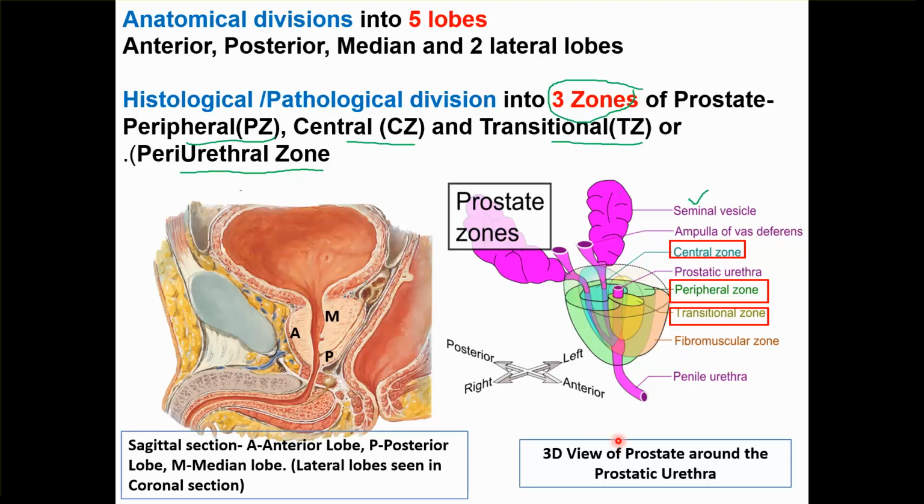So this is a 3D view of the prostate around the prostatic urethra. There is one more area called the fibromuscular zone. It's not very important, but anyway, that's the most anterior. So the 3 important zones of the pathological division are the peripheral zone, the central zone, and the transitional zone. So let's see the importance of knowing these zones.